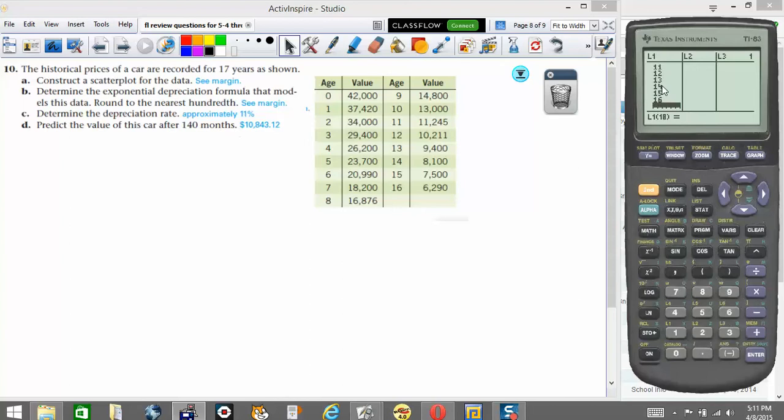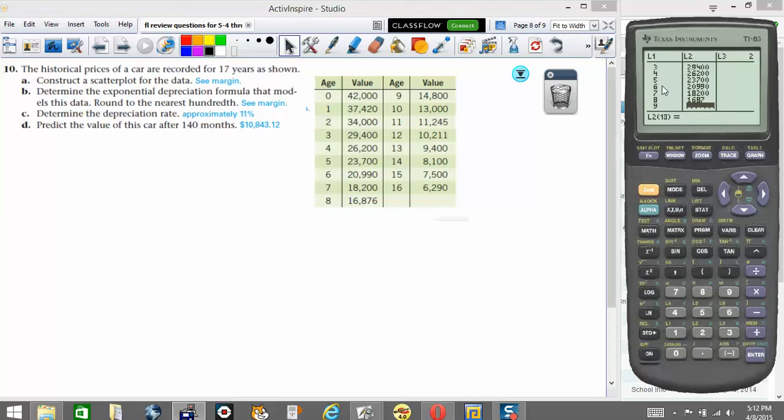Okay, once we've gotten to 16, arrow to the right one, and now we'll enter the values. 42,000, 37,420, 34,000, 29,400, 26,200, 23,700, 20,990, 18,200, 16,876.